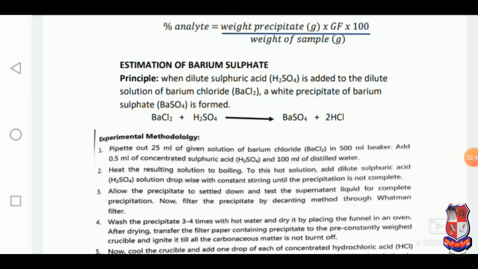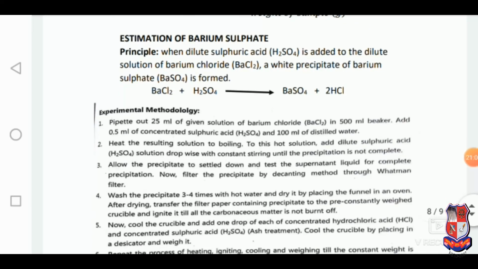Another important question is the estimation of barium sulfate, which is also frequently asked in the GTU examination. That is, write a note on estimation of barium sulfate. So in that case, we have to describe the principle and experimental methodology involved in it.